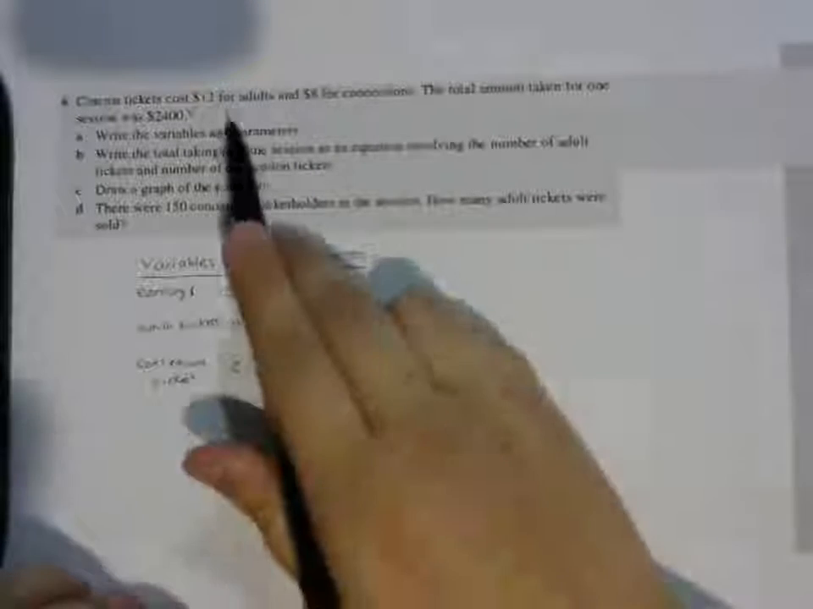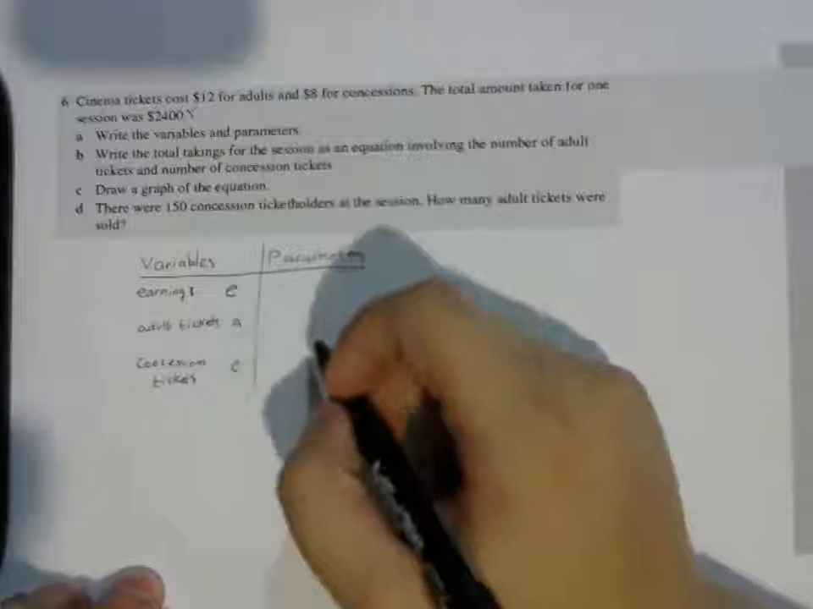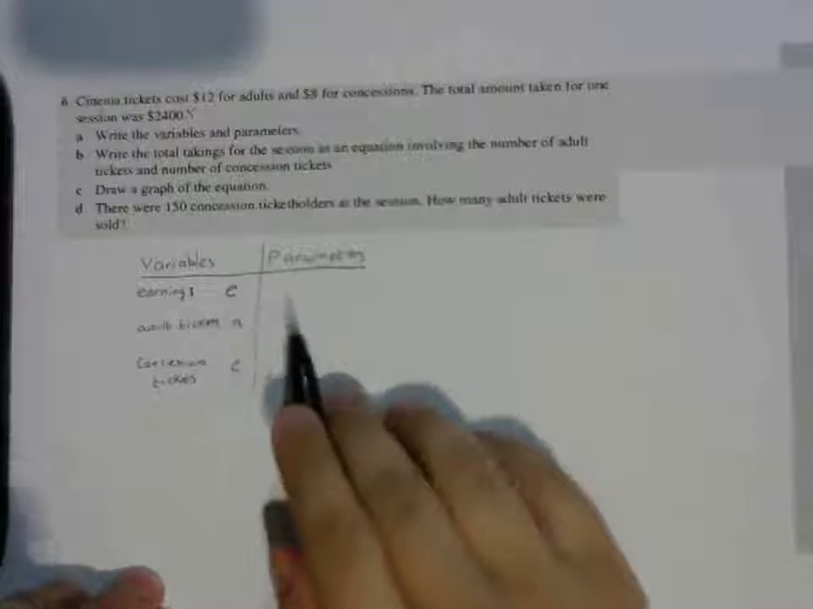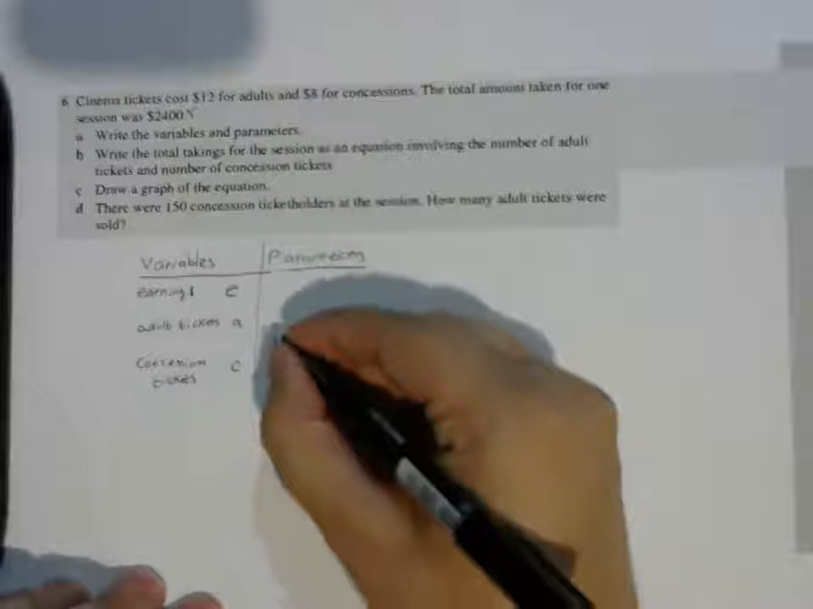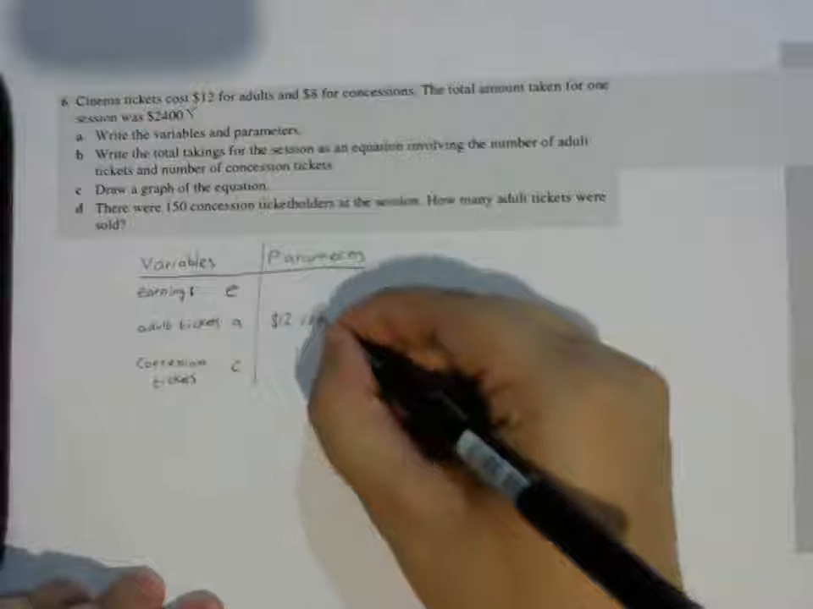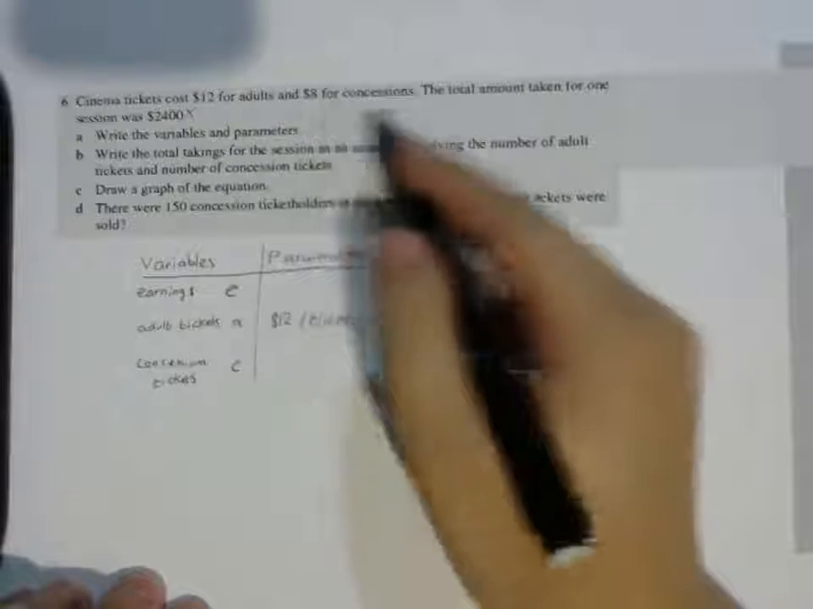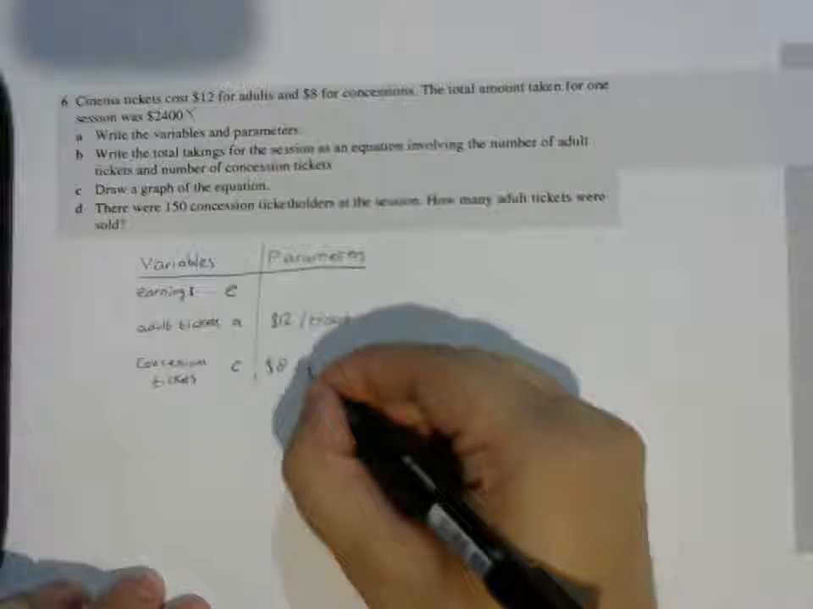Okay, now let's look at these parameters. We've got $12 per adult. So that's a parameter that's linked to the adult tickets. We can't figure out how much you earn unless we also know the number of adult tickets. So $12 is my parameter here, $12 per ticket. And it's going to cost $8 per concession ticket. So this parameter is down here.